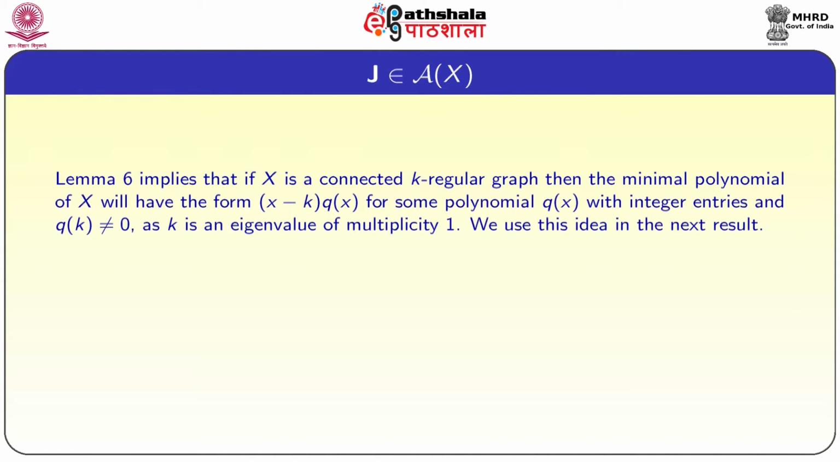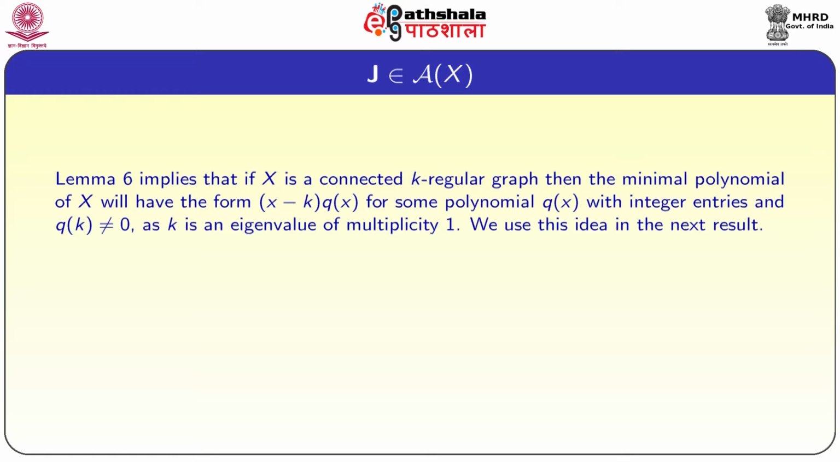Now, by the previous lemma, we have that if X is a connected k-regular graph, then the minimal polynomial of X will be of the form (x minus k) times q of x. Since k is an eigenvalue, k is a root of the minimal polynomial. So, the minimal polynomial is of the form (x minus k) times q of x for some polynomial q of x with integer entries, and q of k is not equal to 0, since if it is connected, k is a simple eigenvalue.